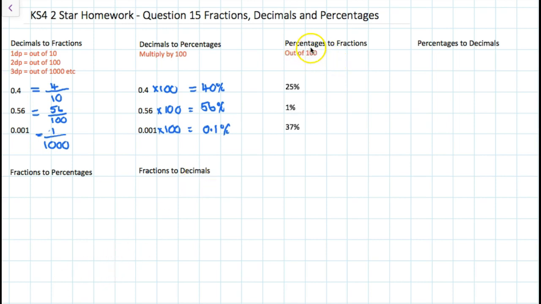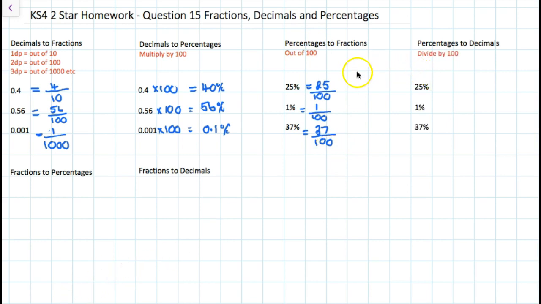Okay, so percentages to fractions, we're going to put them out of 100. Remember, percent means out of 100. So if we're going to change this, we've got 25 out of 100, and that's done. Next one, we've got 1 out of 100. And last one, we've got 37 out of 100. So remember, percent means out of 100, and that's how we change them over.